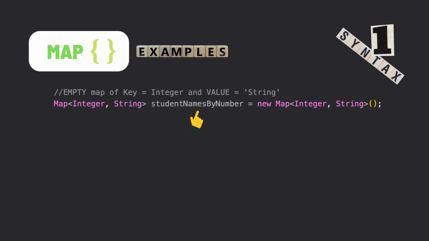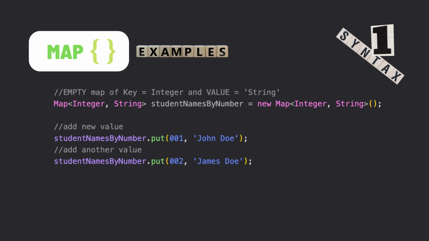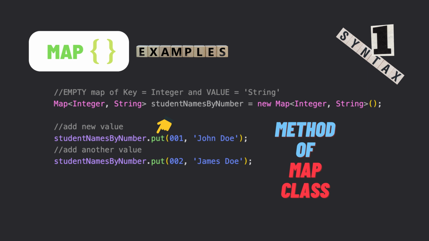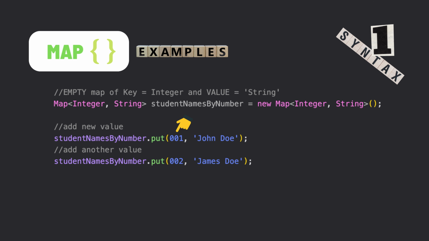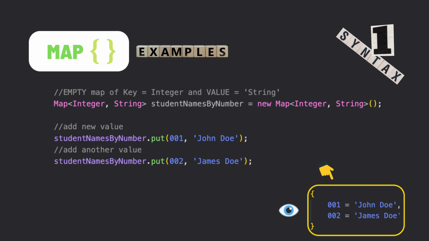As an example, we have a variable called student names by number. The variable accepts the key as an integer and the value as a string. To add values to a map variable, we use the put method of the map class and pass in the first parameter as an integer and the second as a string. Here's the visual of the stored map elements.